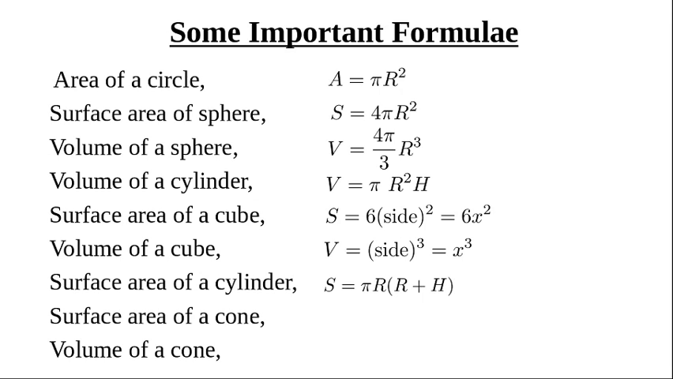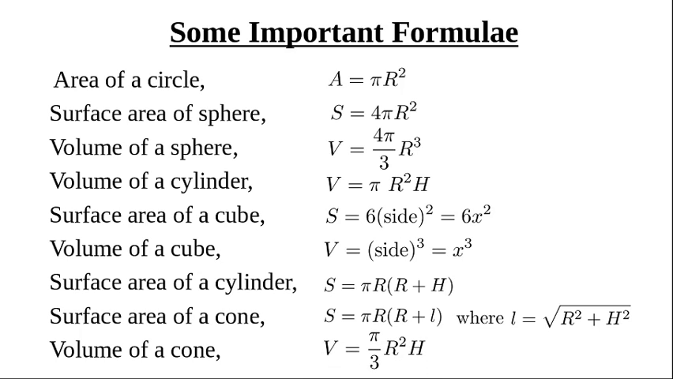Surface area of a cylinder is given by S equal to pi r into r plus h. Surface area of a cone is given by S equal to pi r into r plus L, where L is root of r square plus h square. Volume of the cone is given by pi by 3 r square h.